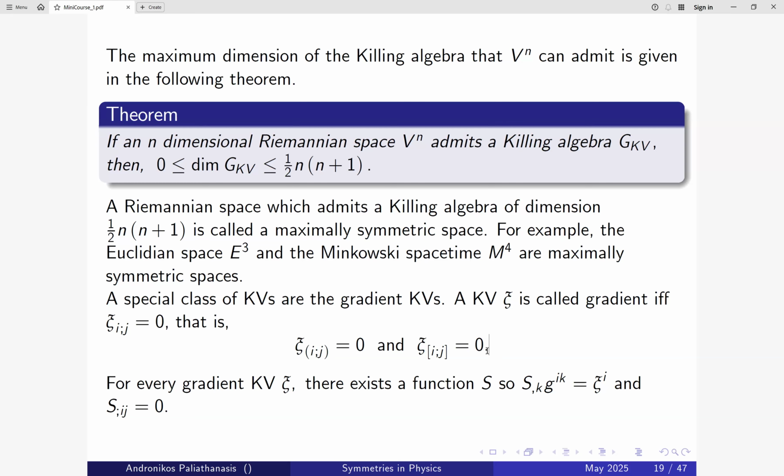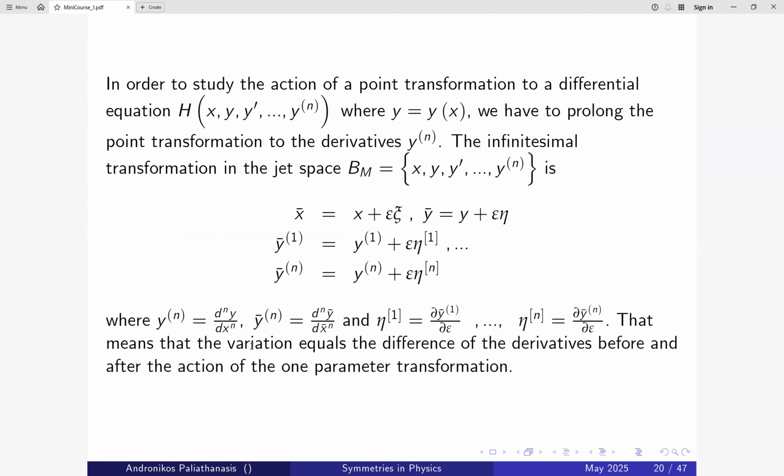Maximally symmetric spaces with a gradient isometry are only the flat space. And then, since it's a flat space, if the space has dimension n, you will have n independent directions and gradient Killing vectors. Rotations are not gradient Killing vectors, but the translations are the unique gradient Killing vectors of the flat space.